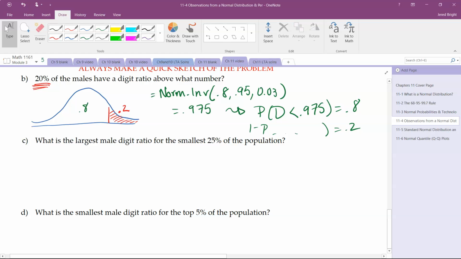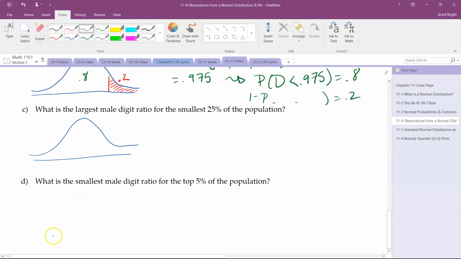With C and D, these are going to be a little tricky. I want you to pause the video as soon as you have a blank sketch for each of these. And with your blank sketch, try and reason out where or how you would represent these values.